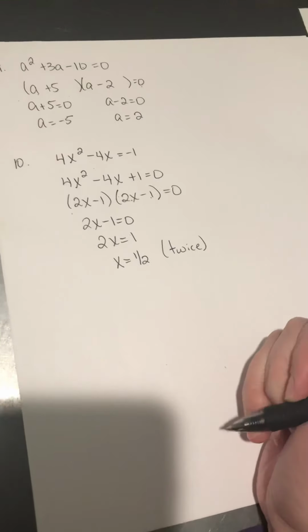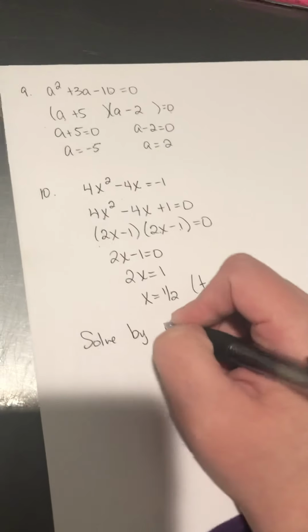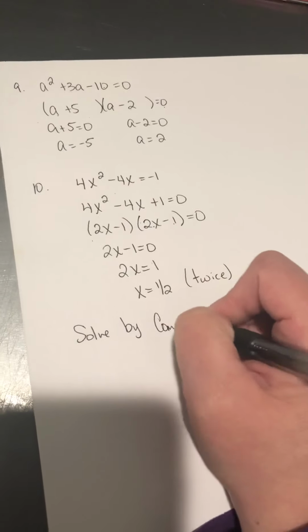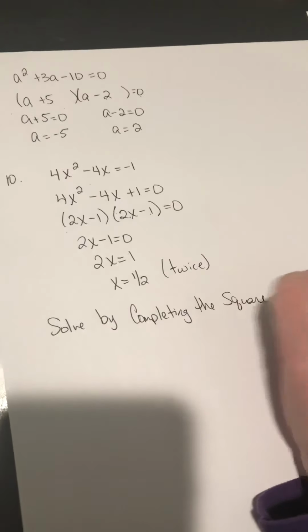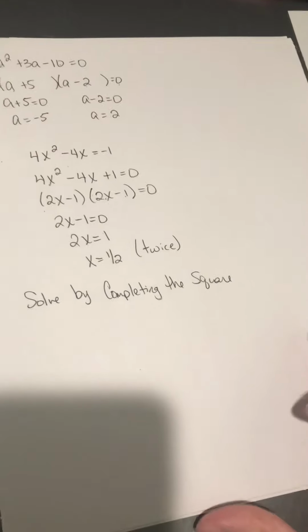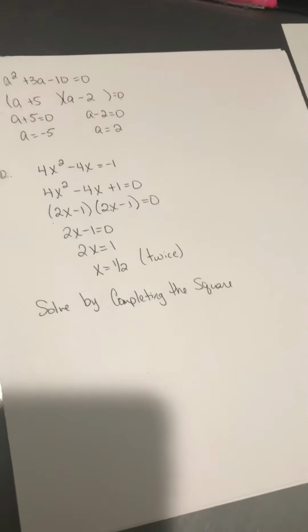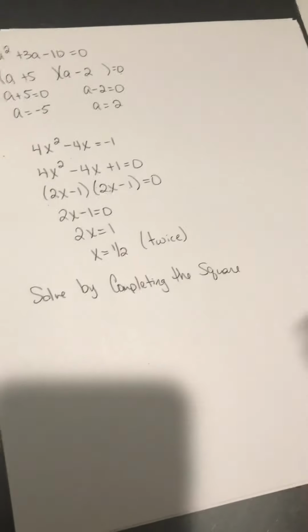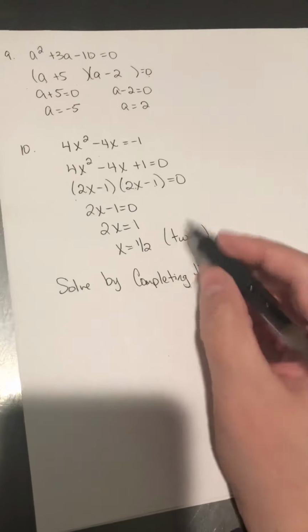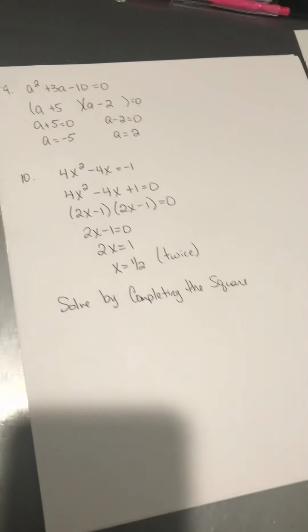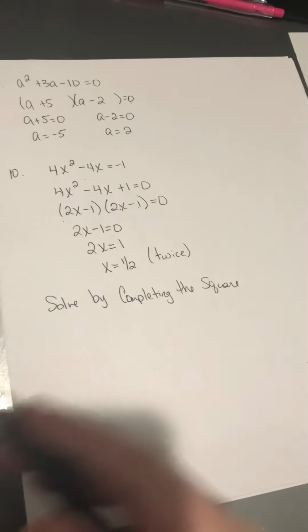So if you want to solve by completing the square. A lot of people don't like completing the square because it takes more time, generally. I prefer factoring. If it'll factor, I'll factor it every time. You can also use the quadratic formula, which we'll get to in a minute, and it can be quicker than completing the square.